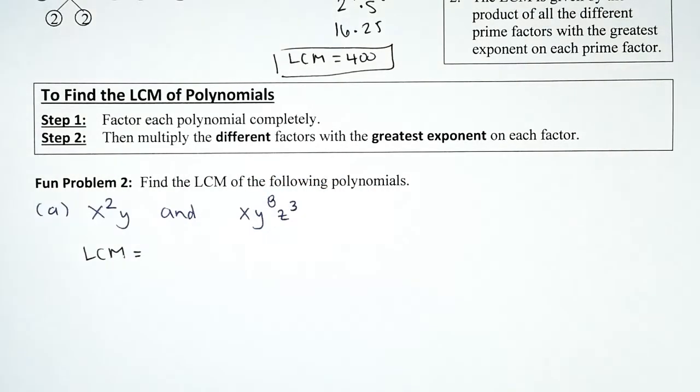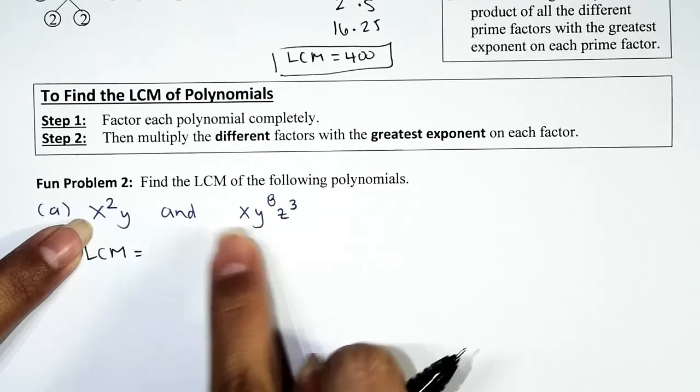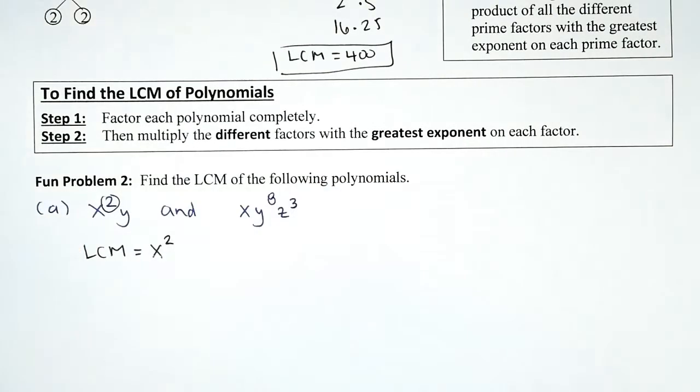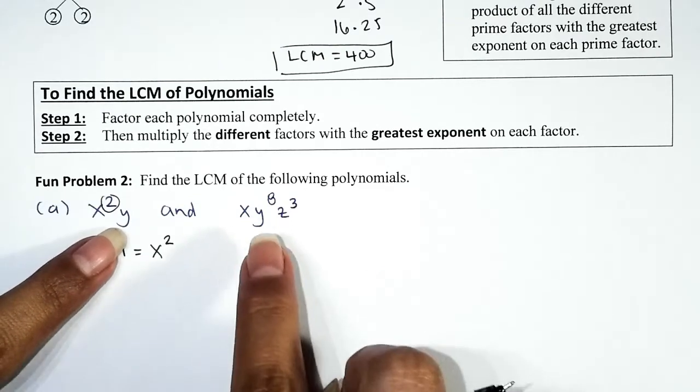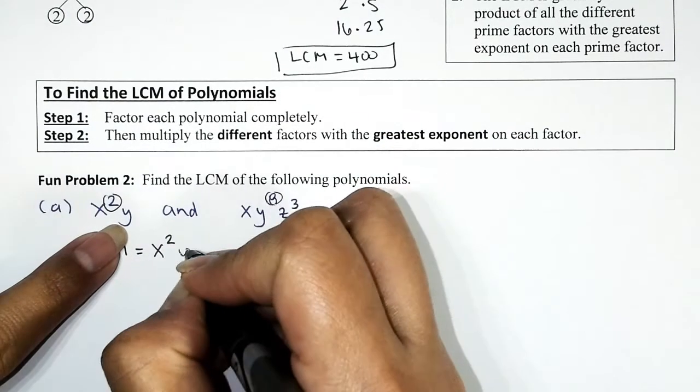The first factor that I see is an x. It's recycled elsewhere, so we have to use the biggest exponent, which is 2. Let's put that in our multiplication list. Multiply all the different factors. A different factor that I see is a y. It's recycled elsewhere, so we have to use the biggest exponent, 8.